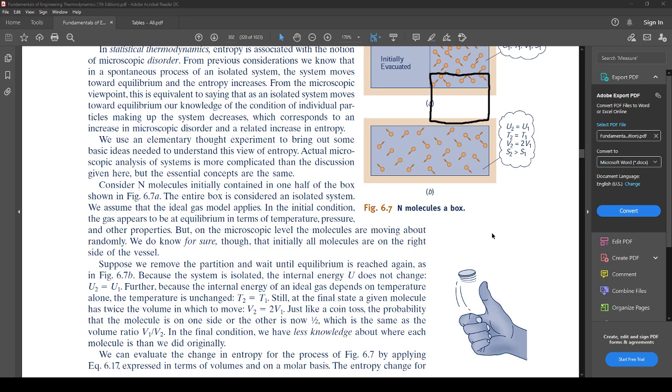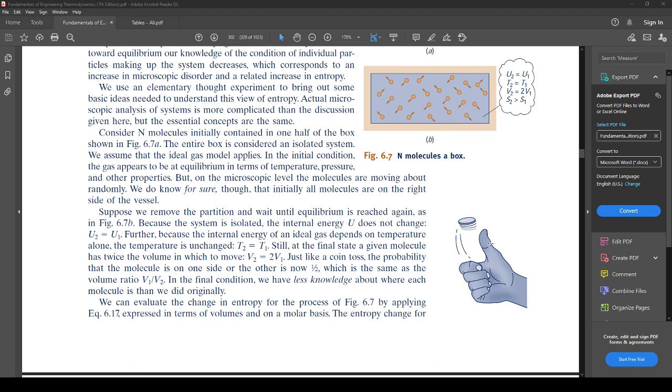It says, just like a coin toss, the probability that the molecule is on one side or the other is now 1/2, which is the same as the volume ratio V1 over V2. In the final condition, we have less knowledge about where each molecule is than we did originally, right? You have half of a chance of being right. You see the point here?